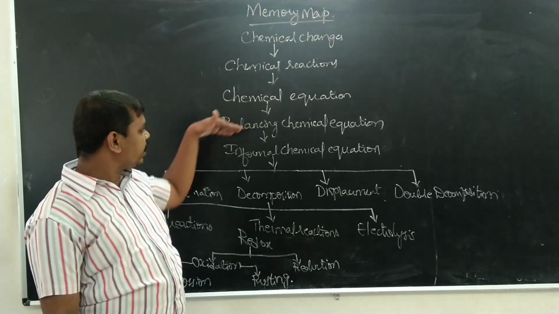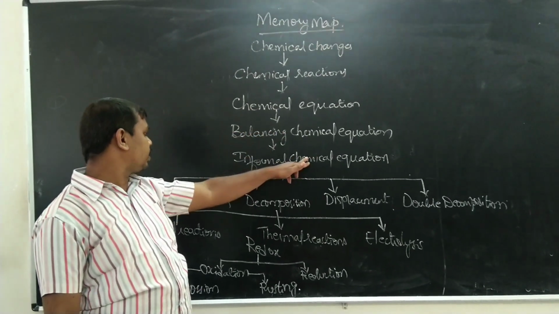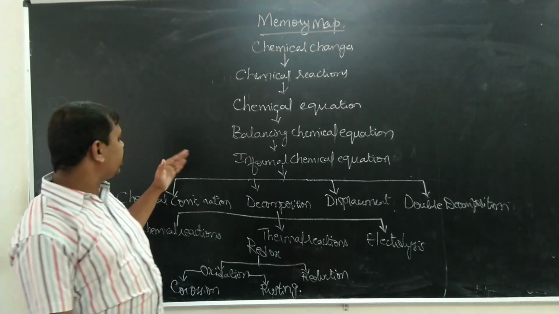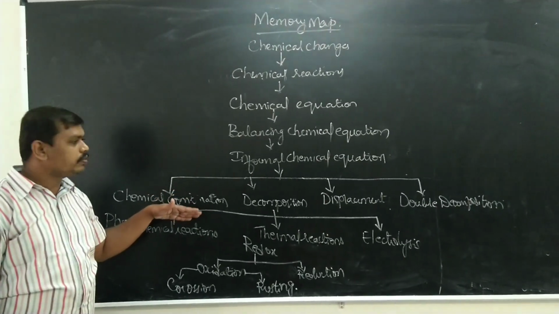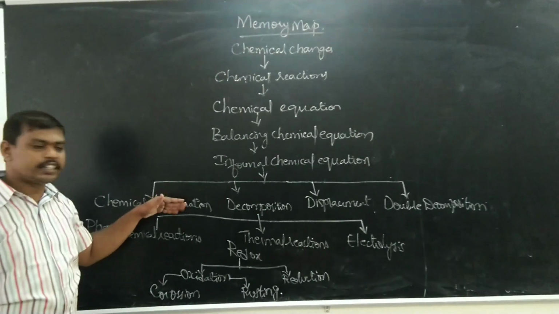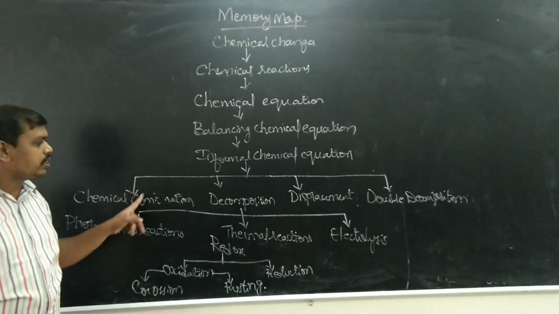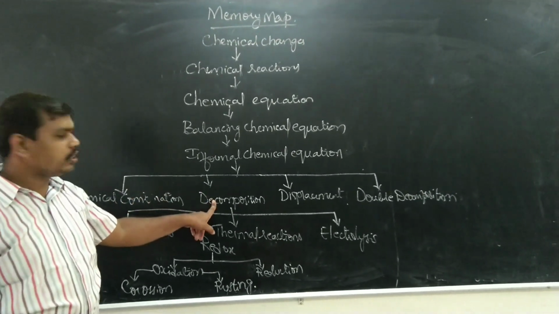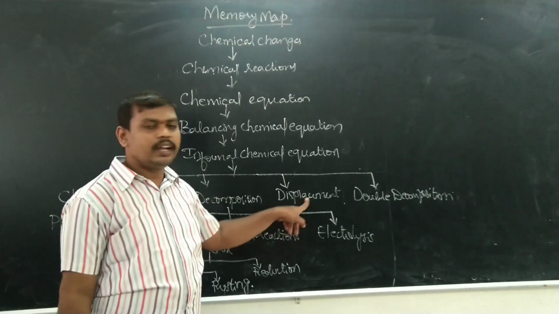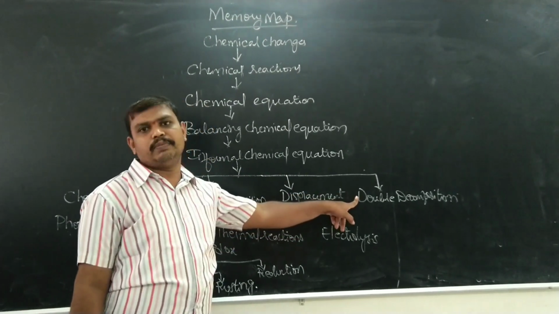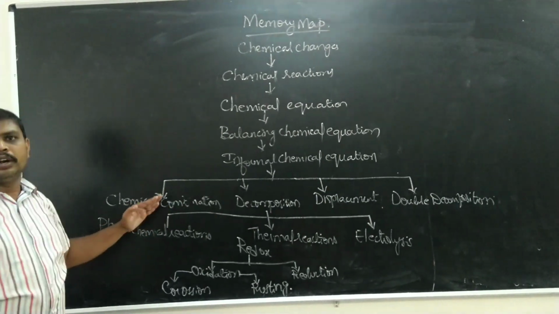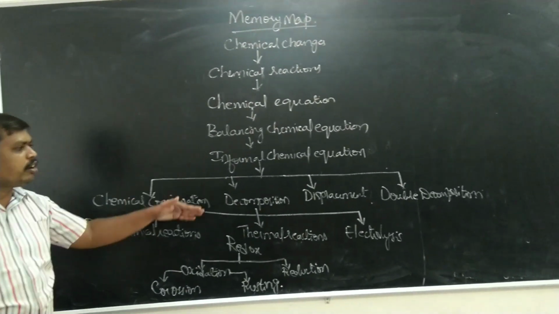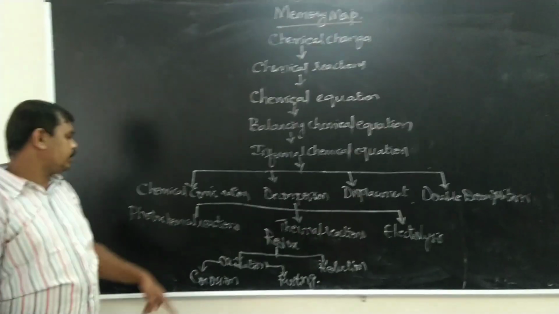From here we are getting unbalanced chemical equations, and we have some types of chemical reactions which we have already learned in the definitions, like chemical combination, chemical decomposition, chemical displacement, and chemical double decomposition. You know what is meant by chemical combination, decomposition, displacement, and double decomposition.